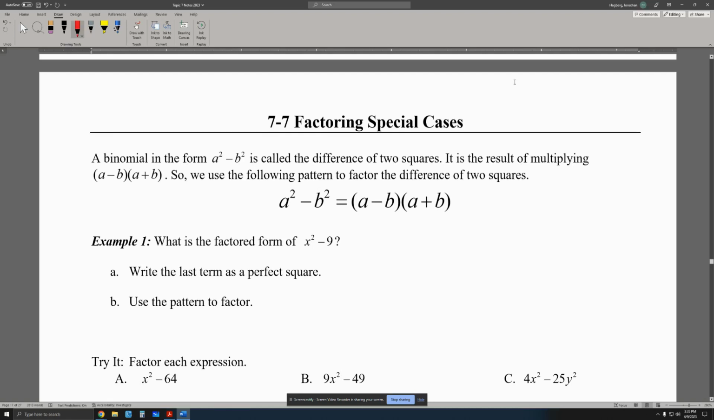Hi everyone. Today we're going to be completing our notes on 7-7 factoring special cases. These are some quick notes. We're going to discuss one type of special case of quadratics that we're going to factor.